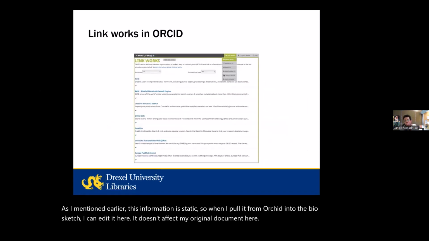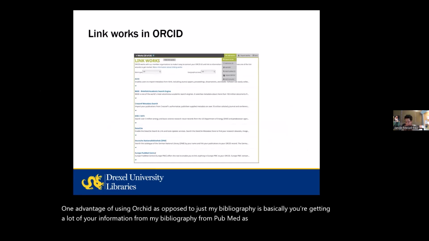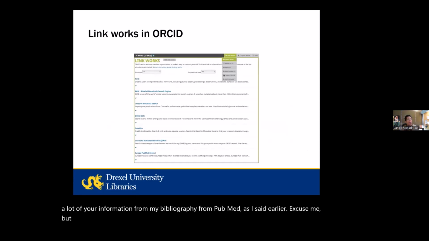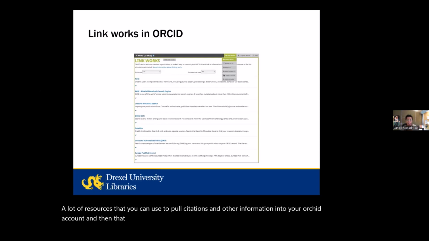One advantage of using ORCID as opposed to just My Bibliography is basically you're getting a lot of your information from My Bibliography from PubMed, as I said earlier. But there are a lot of resources that you can use to pull citations and other information into your ORCID account. And then that information can feed into your Biosketches. So as you can see here, although hopefully you can see that on this slide, I can pull information from citation databases like Google Scholar, but also Crossref, DataCite, arXiv, and others.